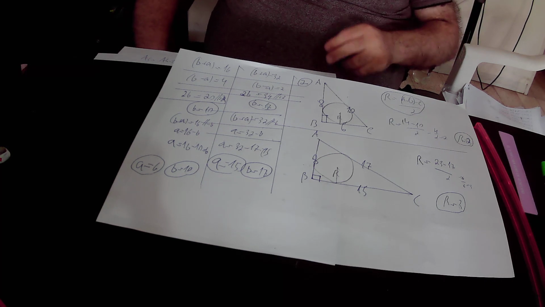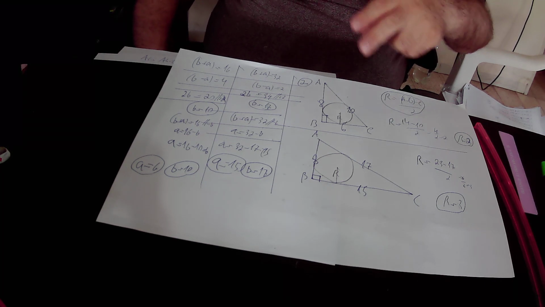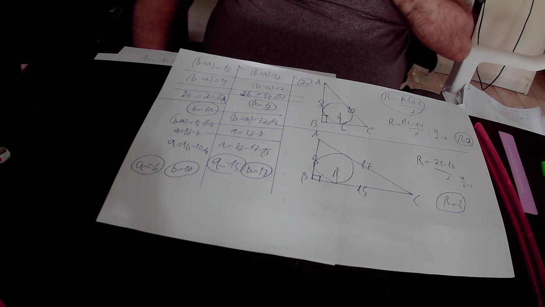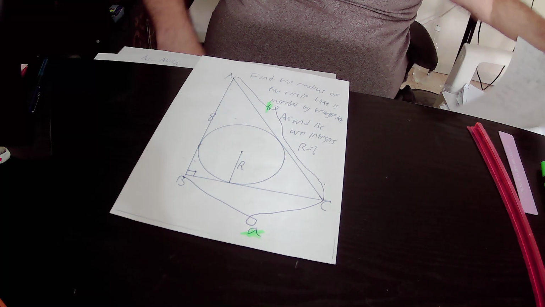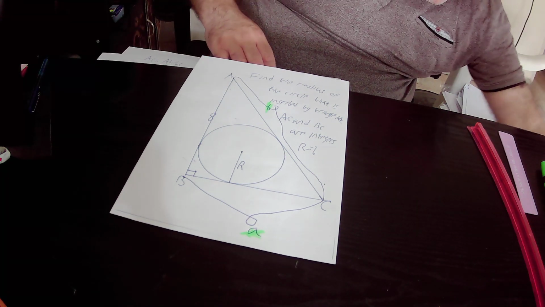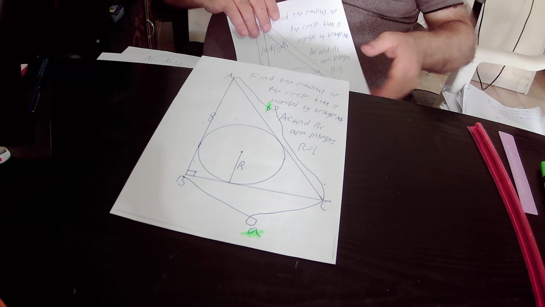So in order to find out the radii of the two circles inside these right triangles, we will draw right triangle ABC.